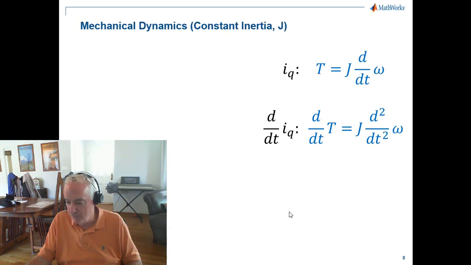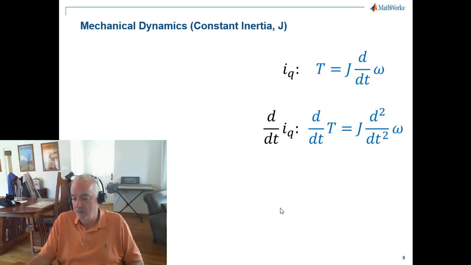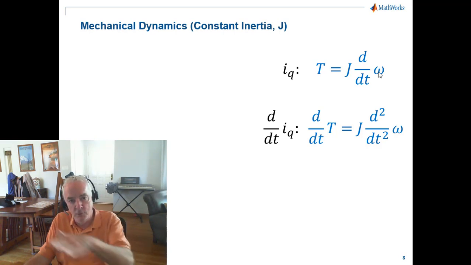So I'm going to do one more slide here, and I just want to express this idea. It's a little more complicated than this, but certainly IQ will be proportional to the torque, and for a constant inertia, it all comes down to how we want it to move. We're commanding a smooth transition on the angular velocity.